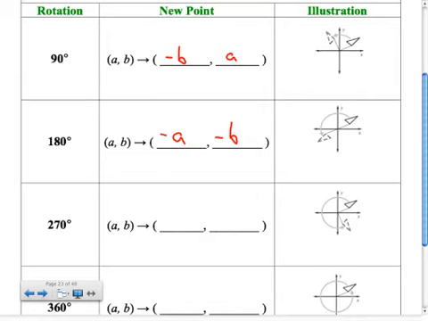For 270 degrees, it goes right along with the 90 degree rule. You flip-flop them, except now you take the opposite of the second value, the y value. The 360 degree rule isn't really a rule, because if you rotate 360, you end up right back where you started, so you don't do anything to your coordinate. It's just a, b. Those are the three primary rules you have to know for this section. If you have that down, you'll understand the section pretty well.